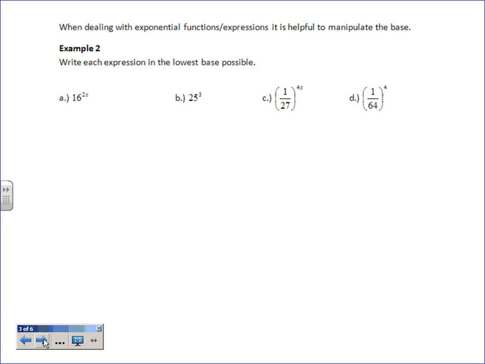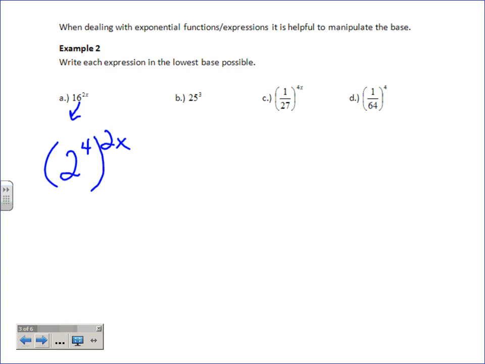Do you agree that I could write 16 as 4 squared? But 4 is not the lowest base I can get for 16. I can do 2. It's 2 to the 4th. Those of you that still have your notes from advanced math might want to get your chart of powers out because it might be helpful with this. So 16 is 2 to the 4th. You agree with that much? But I have to take that to the 2x power, correct?